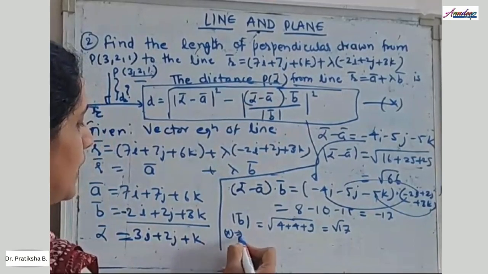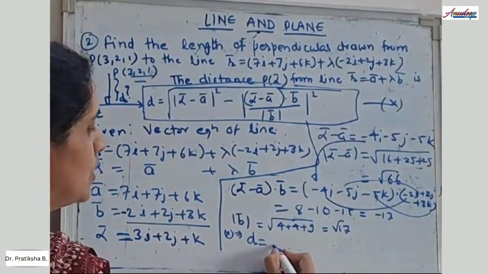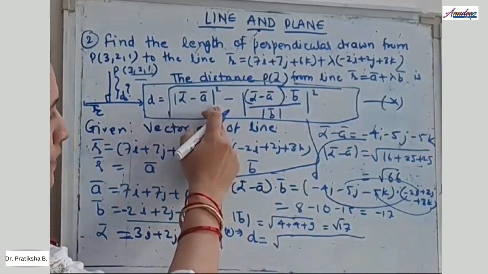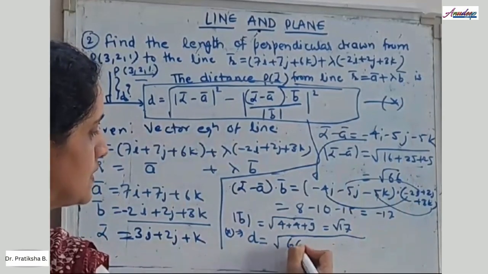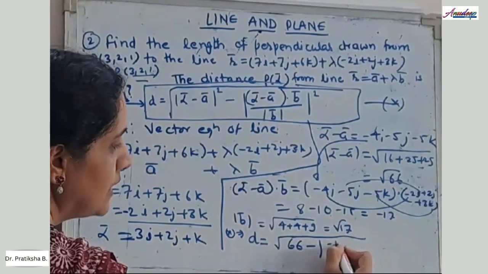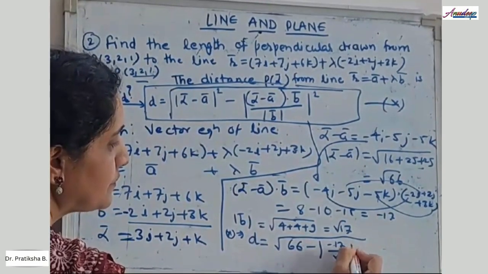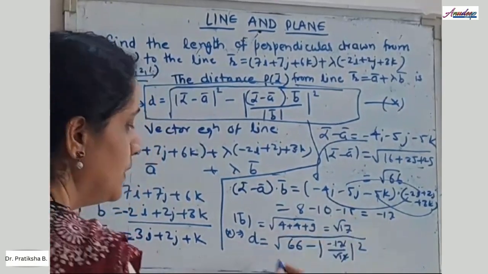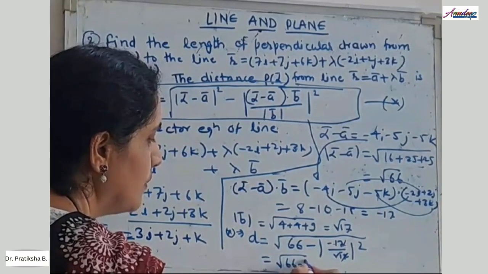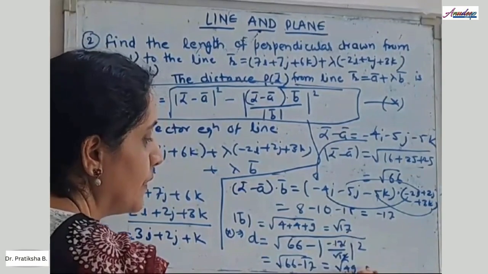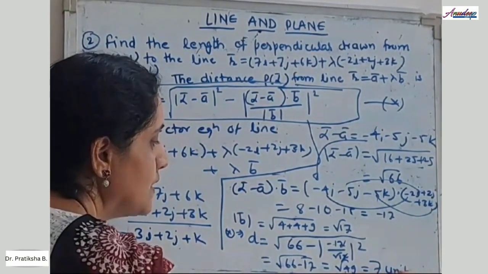So substituting all the values we have evaluated in the star formula, the distance is equal to the square root of alpha minus a vector the whole square, that is root of 66 squared, which is 66, minus the dot product, which is minus 17, upon root 17, the whole square. So root 17 remains, and the square of negative 17 gives plus 17. So it is 66 minus 17, giving the root of 49, that is equal to 7 units. This is the answer.